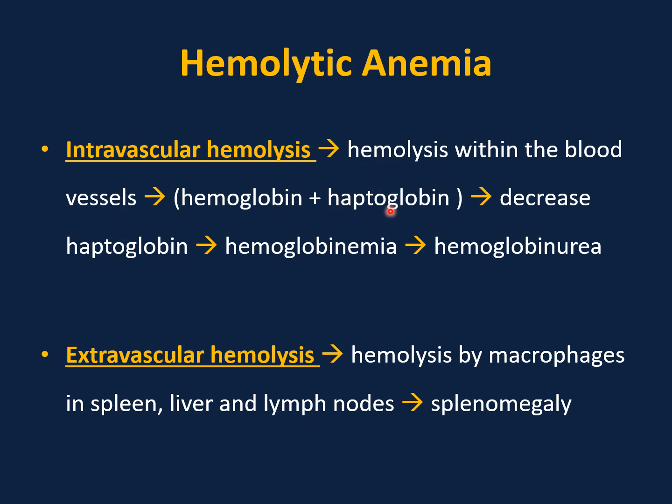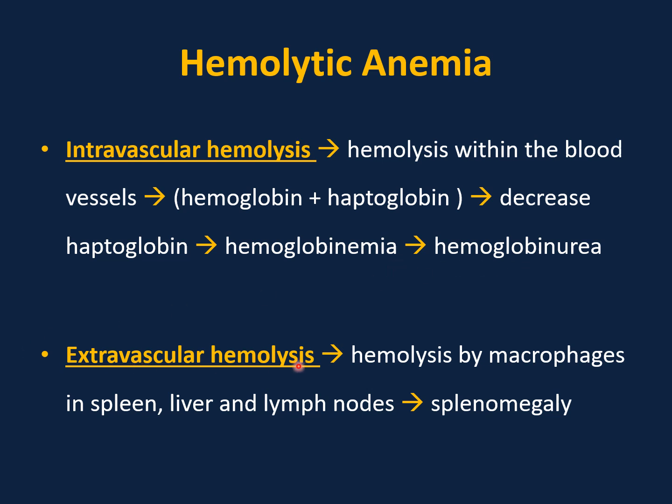Some of this hemoglobin will combine with the haptoglobin, and this haptoglobin is trying to save some of the hemoglobin to save more iron, and most of the hemoglobin will be free in the circulation. So when you do lab, you will see that the haptoglobin level is low in cases of hemolytic anemia. And why? Because it's combined with some of the hemoglobin, and the rest of the hemoglobin will cause hemoglobinemia, and this will be complicated by hemoglobinuria.